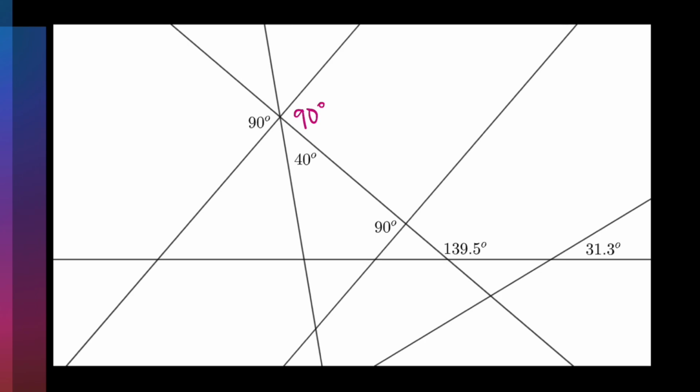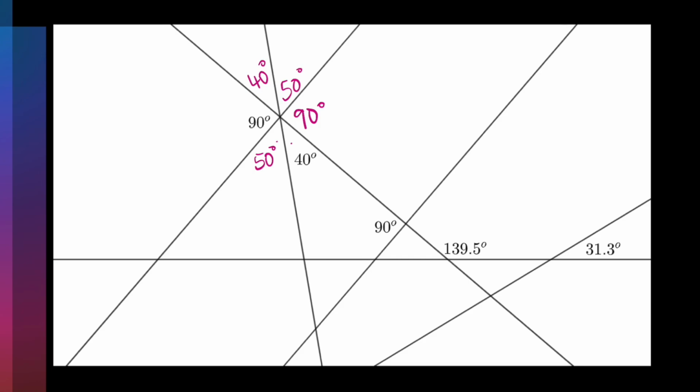I know that this here is 40. So that means this here has to be 40 as well. And then I already know that since this is 90, this plus this has to equal 90. So I know that this has to be equal to 50 degrees as well. Okay, so I've already solved for all of those.